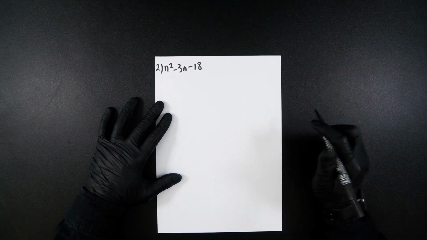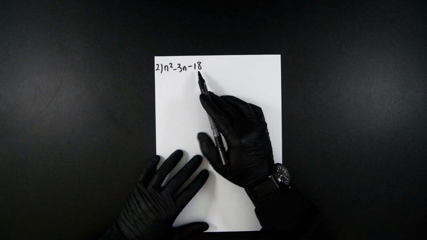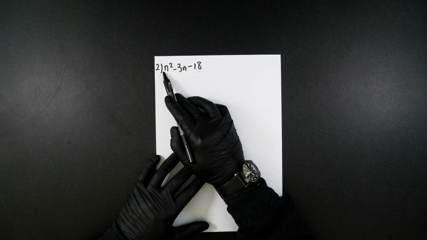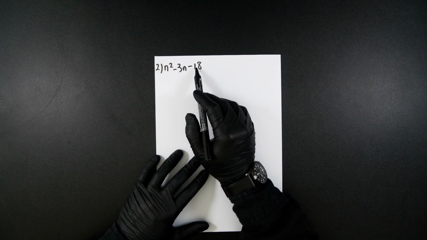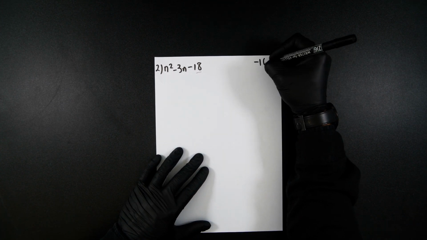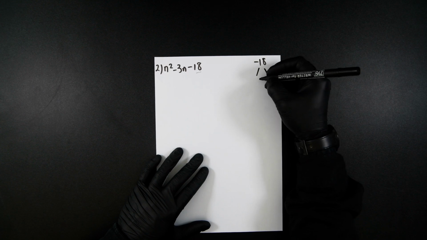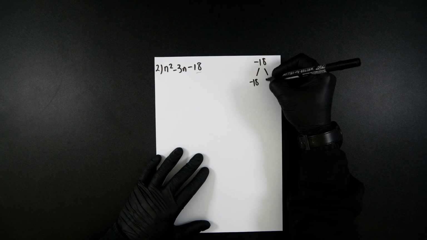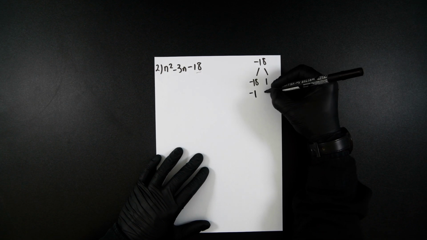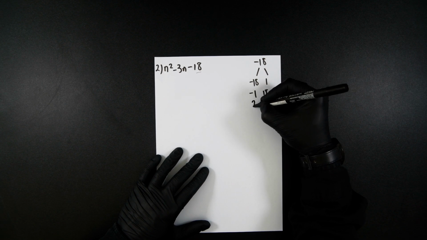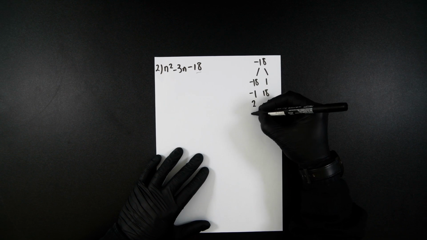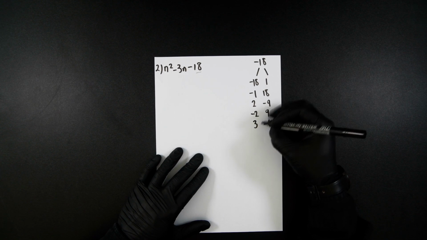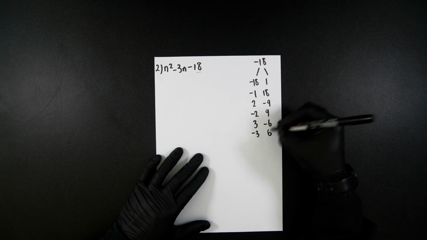Let's do it again. So similar to the last question, we will take the number that is by itself and multiply it to the number before the variable. That's 1 times minus 18. So therefore, we have minus 18. We now have to carefully pick out all the factors. We'll have 18, minus 18 and 1, minus 1 and 18, 2 and minus 9, minus 2 and 9, 3 and minus 6, or minus 3 and 6.